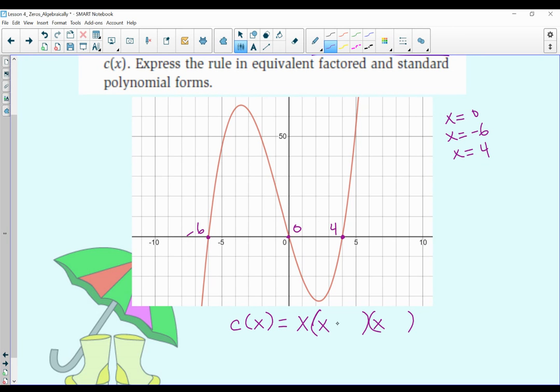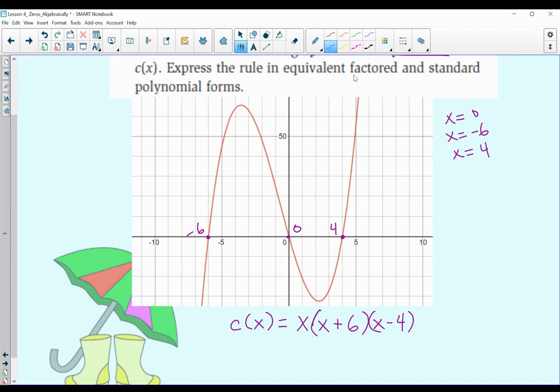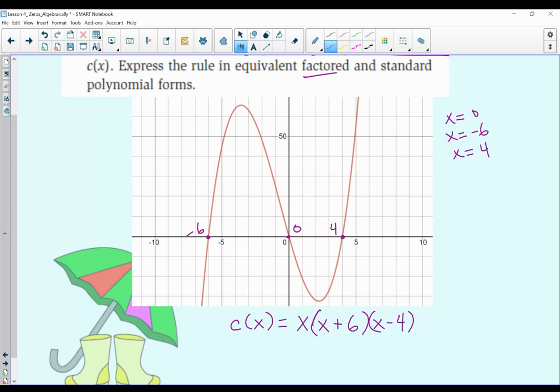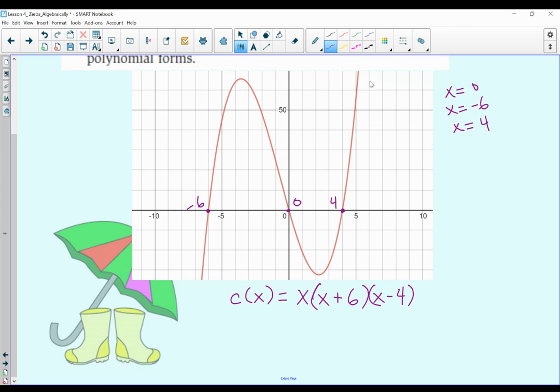So instead of being x minus 6, I'm going to have x plus 6 because it flips when I take it out, when I find the 0. And instead of having x plus 4, I'm going to have x minus 4. So I finished finding it in factored form. And now I just need to multiply it out to find it in standard form.